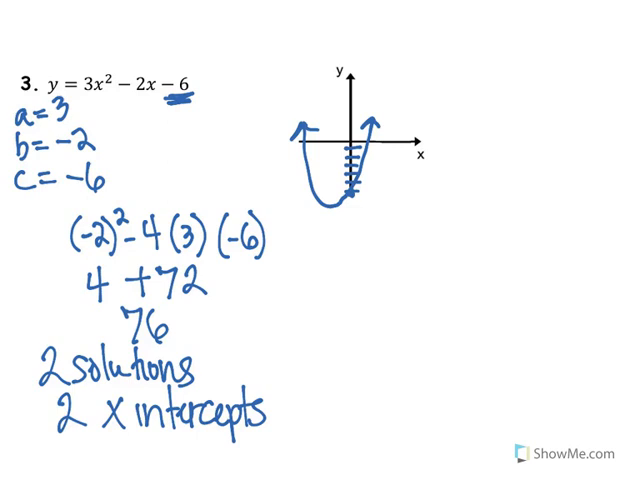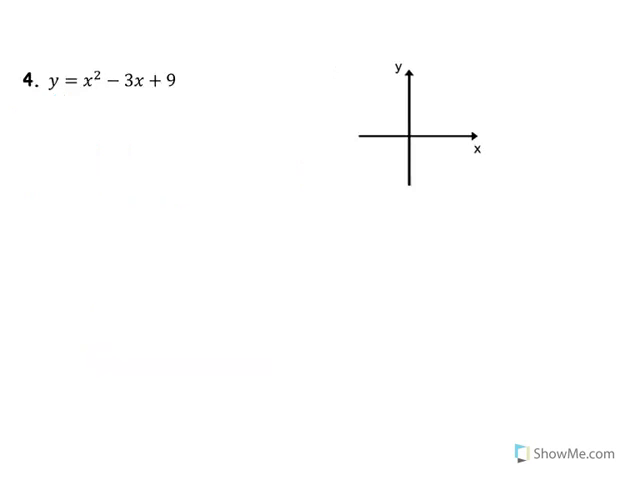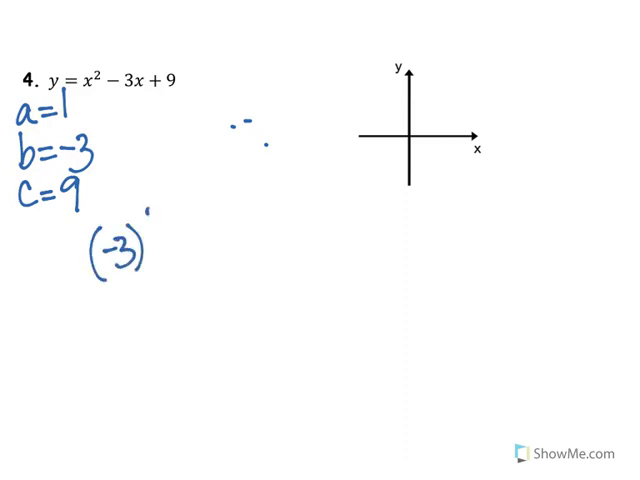All right, let's go to the next one. That's it. That's all we do. All right, number 4, b squared minus 4ac. A equals what? 1. B equals what? 3. C equals 9. Okay. B squared minus 4a, 9.